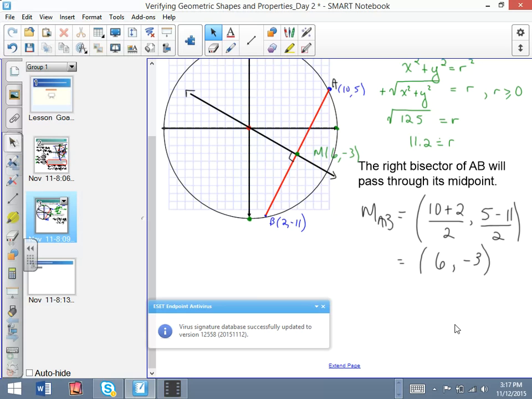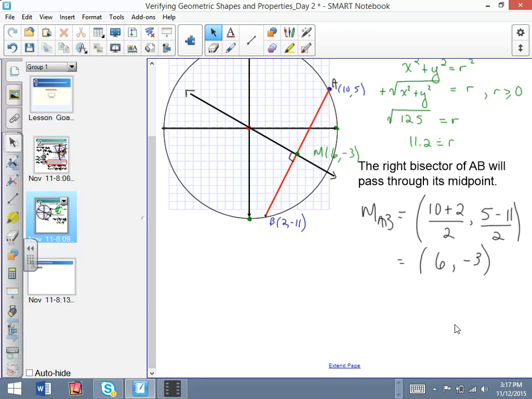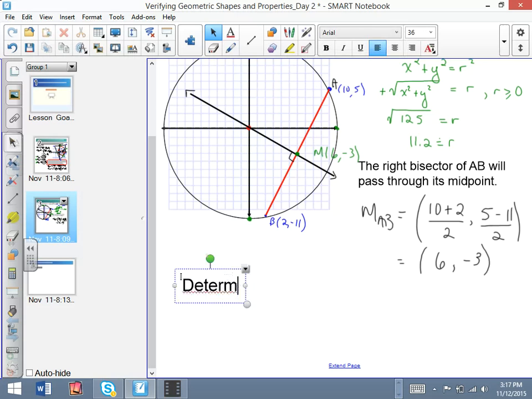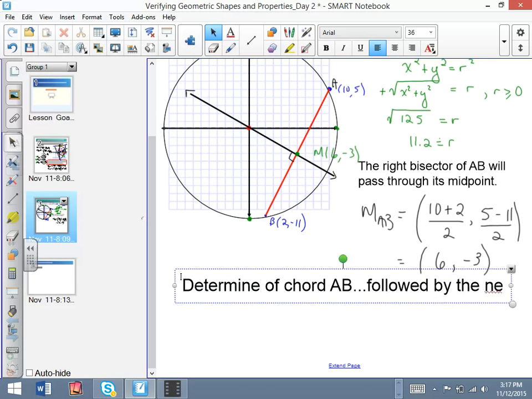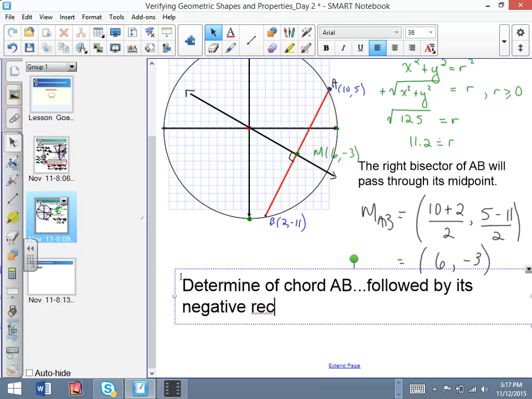Okay, so let's move on with our solution. We now have the bisector in place, we have a midpoint. So if it really is the right bisector going through the origin, then we're going to have to deal with some slopes. So let's go ahead and determine the slope of chord AB, followed by its negative reciprocal, which would be the slope of the right bisector.